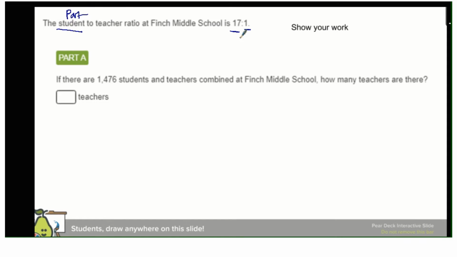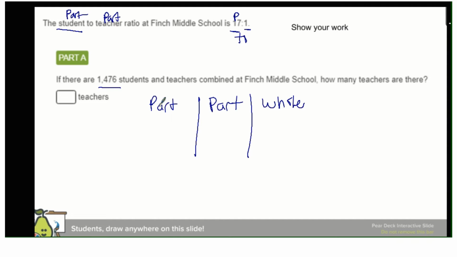For the students is the part that goes with 17, and then it says 1 right here, students to teachers. I'm going to write that down here. So this is a part, they gave us a part to part ratio. And then right here they gave us a whole, so we need to make another section for whole. The first part is going to be students. You always want to make sure you keep track of everything. And then under this part we have teachers.